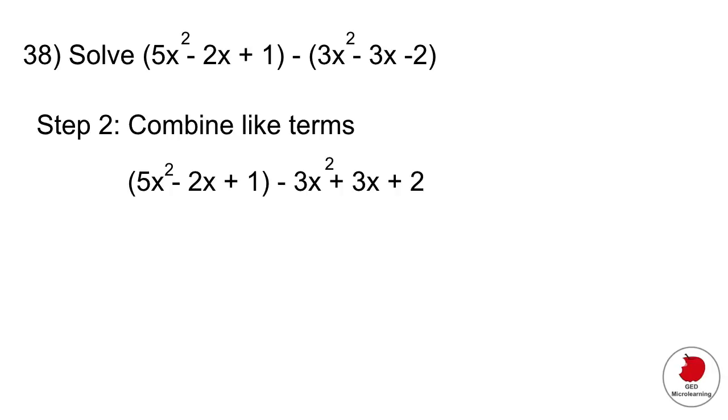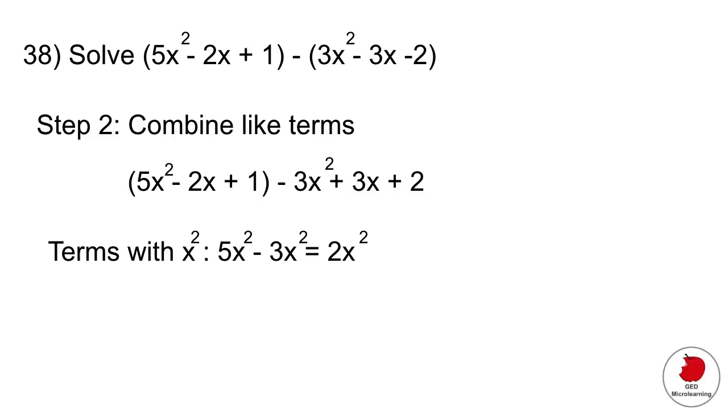Okay, so first of all, we're going to combine all the terms that are raised to the second power. So x raised to the second power: 5x squared minus 3x squared would give us 2x squared. Next, the terms that we're going to combine are all those numbers that have an x next to them. So that's minus 2x plus 3x, which would give you x.